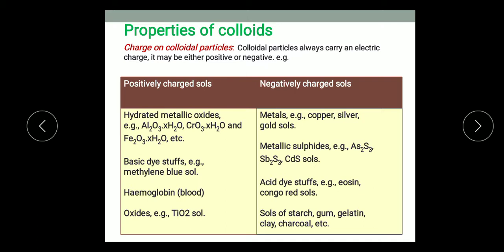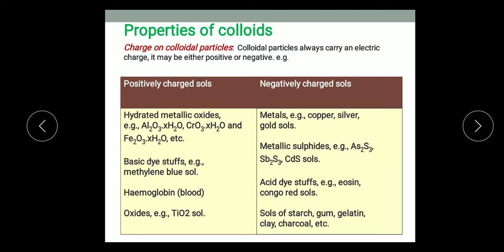So we have many substances which are positively charged, like hydrated metallic oxides. We have alumina, chromic anhydride, ferric oxide, basic dye stuff, for example, methylene blue sol, and our blood. Blood has hemoglobin, which is a complex of iron and protein, and iron is a positively charged ion here, so blood carries a positive charge. Oxides, for example, titanium dioxide.